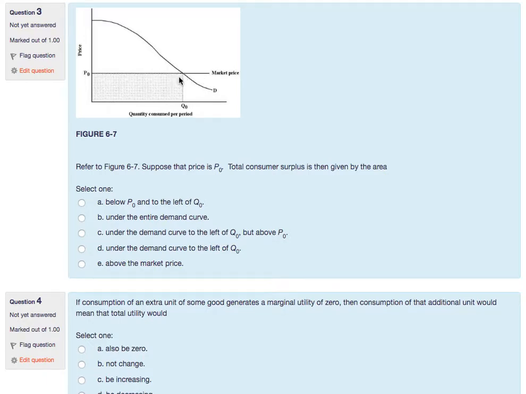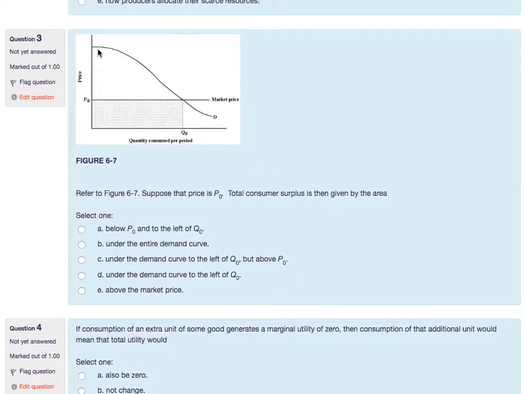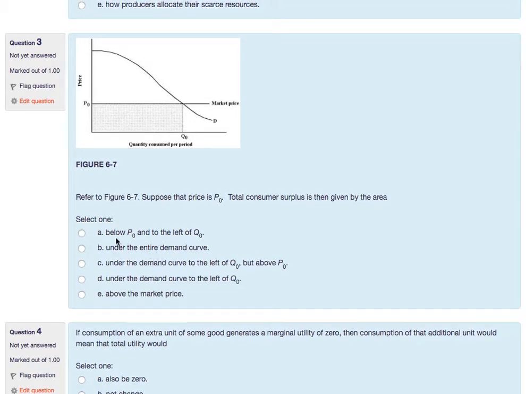That's why I stop consuming at Q0 and I don't consume more. So if we're thinking total consumer surplus, it's this area. What answer represents this area? Below P0 and to the left of Q0, this area here is the total amount of money I've paid. It's the price I've paid times the amount of units I purchased. So this is the total expenditure.